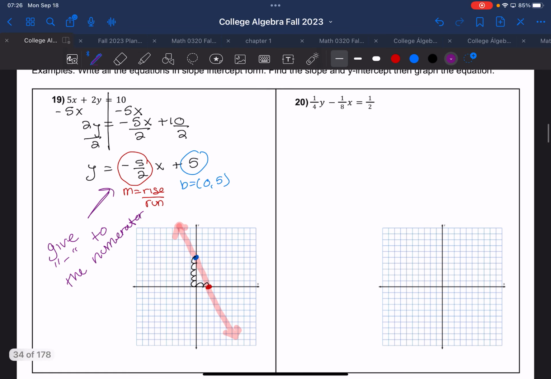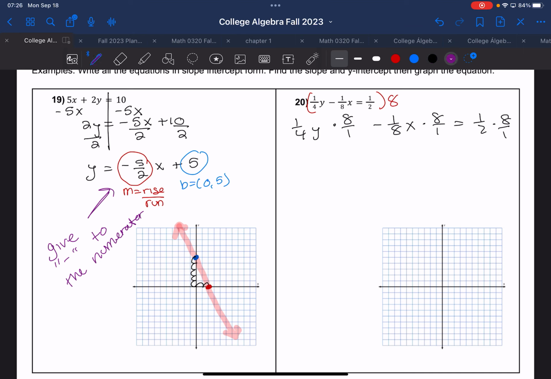Okay, so on number 20, before we can start, we're going to get rid of those fractions. So what are we going to multiply everything by? Good, 8, because that is the common denominator. Okay, so again, writing this out. 1/4 y times 8 over 1 minus 1/2 x times 8 over 1 equals 1/2 times 8 over 1. So every term is being multiplied by 8.